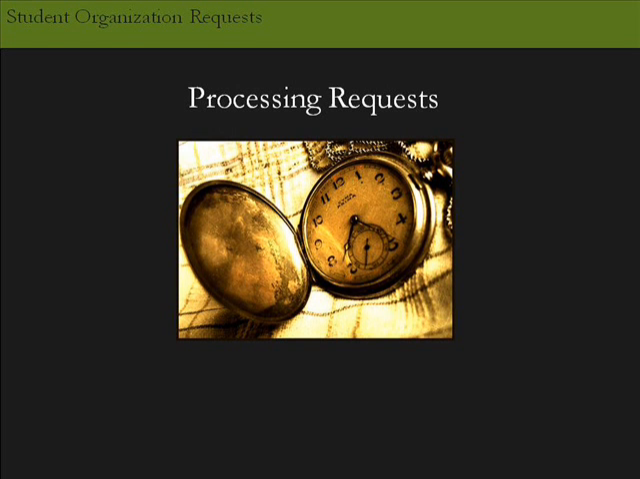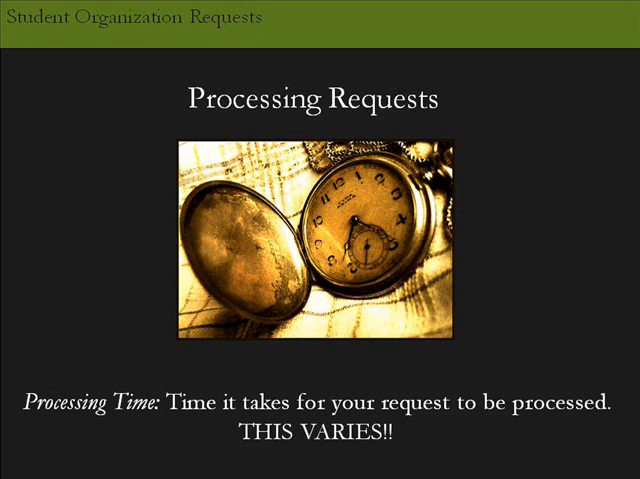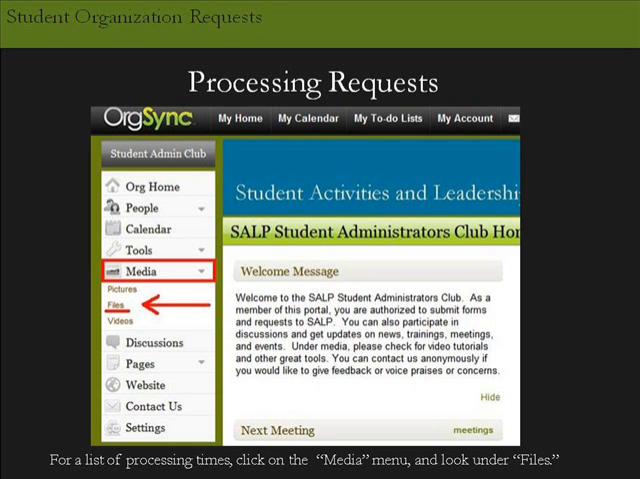This tutorial will go over the basics of what happens to your requests once you submit them. The first definition you will need to know is processing time. Processing time is the time it takes for your request to be completed. This varies depending on the type of transaction and how many steps and who is involved in processing the request. Processing times are given in the description of each of SALP's forms and are listed in the processing time document under Media Files. For example, if you submit a request for a purchase order, it generally takes the accountants at least 7 business days to complete. If you need it quicker than that, it may not be possible, or you'll need to work with your advisor to come up with another plan.